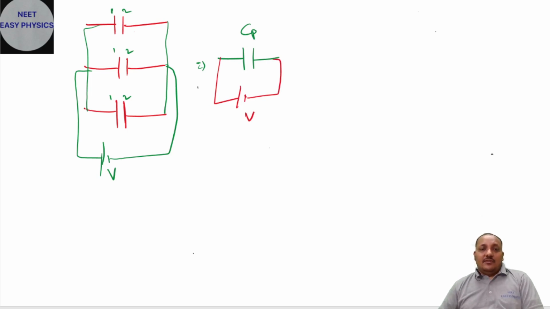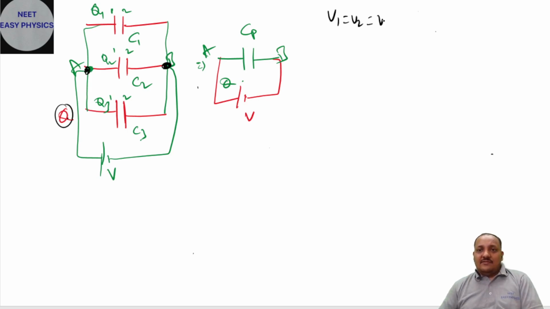Now, if you are taking charge, the charge is going to be divided into Q1, Q2, Q3. If we are taking A and B, here charge Q is going to be entering through A. Here it is going to be divided into three different charges, three different capacitors, C1, C2, C3. What will be the same here? The amount of work done to bring charge from A to B is the same. Therefore, what is the same? Voltage is going to be the same. V1, V2, V3 should be equal to V.